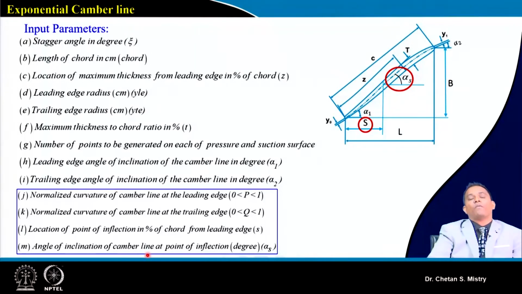So if you recall, when we were discussing the multiple circular arc aerofoil, we had different kinds of configuration where we may be required to manage our flow towards the trailing edge.